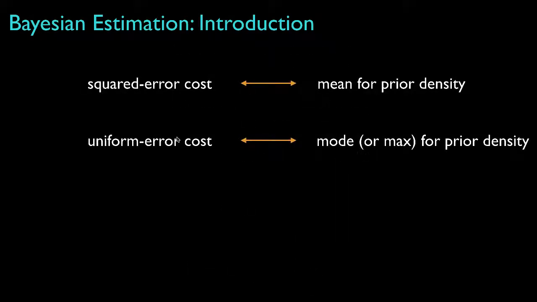In summary, then, optimization of the squared error cost results in the mean for the prior density, and optimization of the uniform error cost results in the mode, or the maximum, for the prior density. Now, in some situations, such as a Gaussian prior, those are the same, but in many other situations, they're not. For an exponential random variable, for instance, the mean is specified by the mean parameter, but the mode is always attained at the value 0.